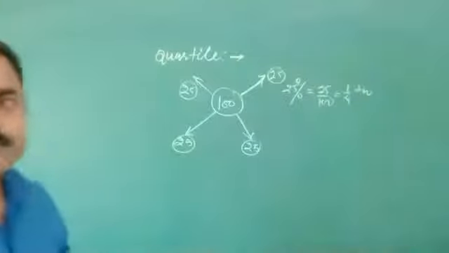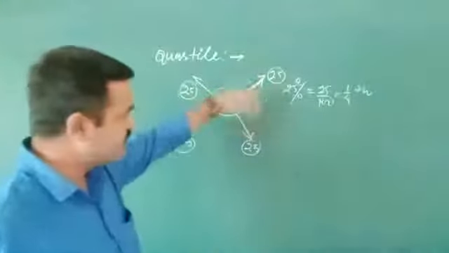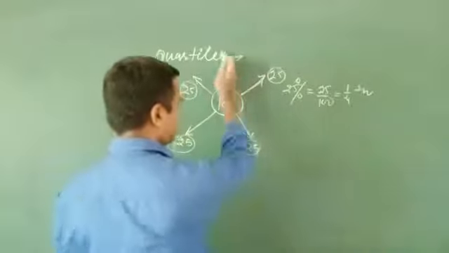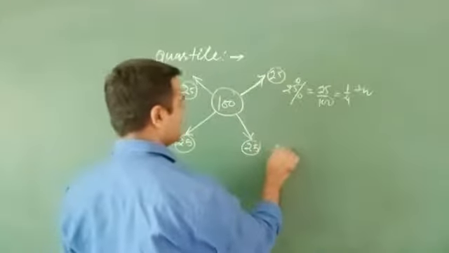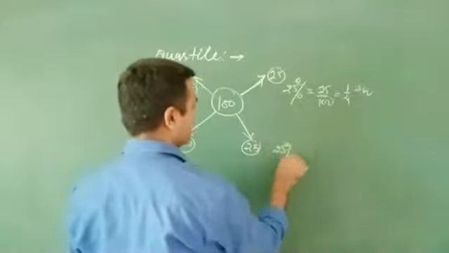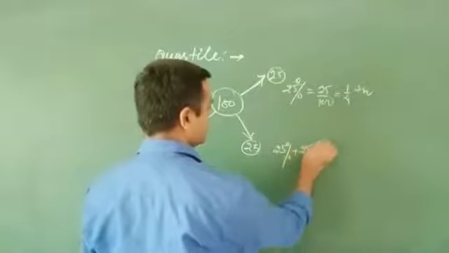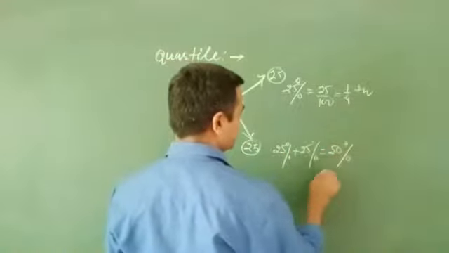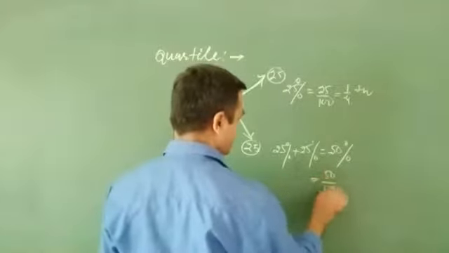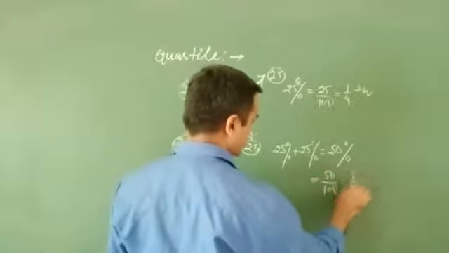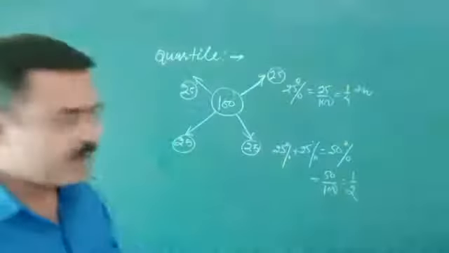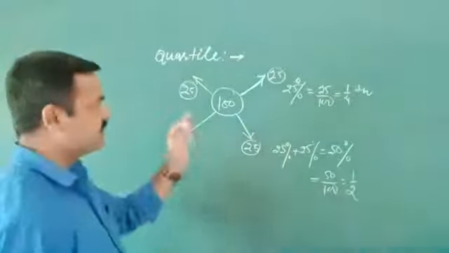1/4. And if you will sum these two parts, means half of the 100. 25% plus 25% equal how much? 50%. 50% means 50 divided by 100 equal 1/2. This one is what? Just half of the 100 means middle.